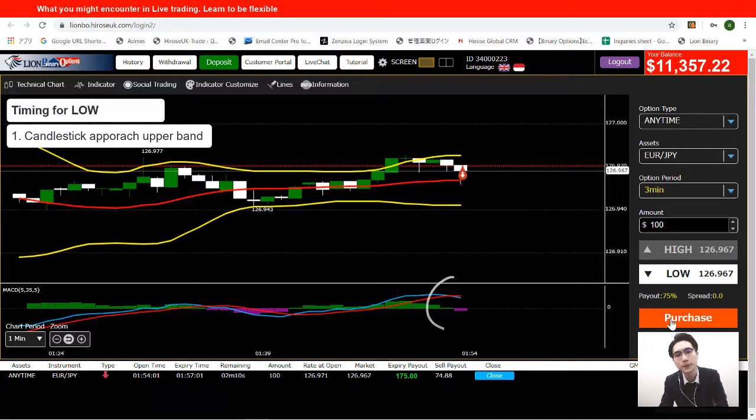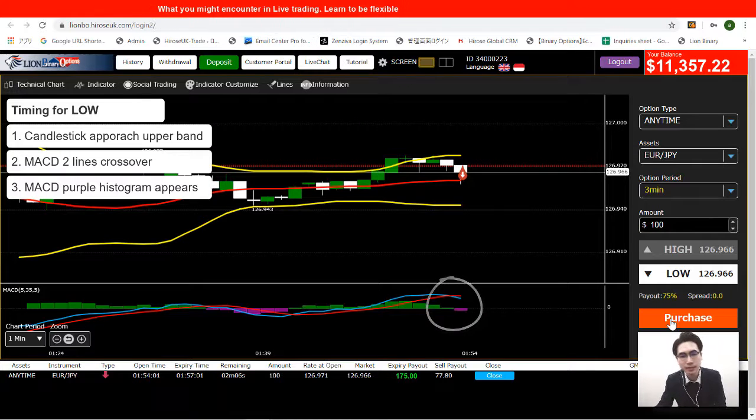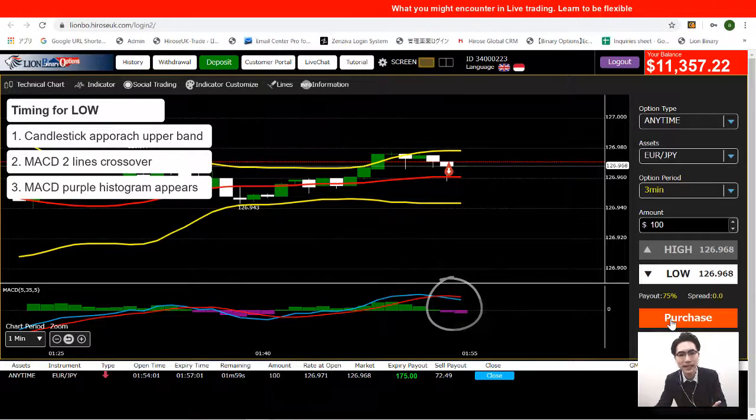After that, I move on to the MACD. Then I see the two lines cross over, and I have a purple histogram that confirms the downward movement from the Bollinger Bands. And that's why I placed this trade here.